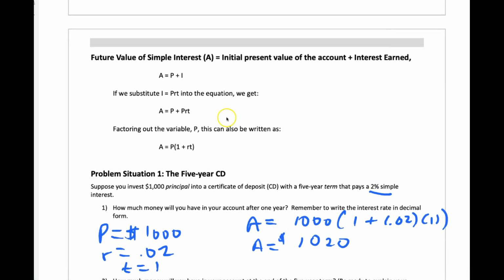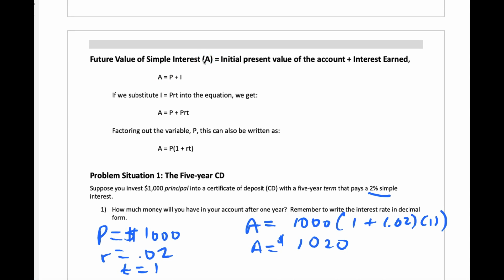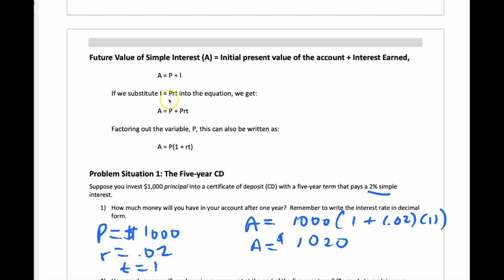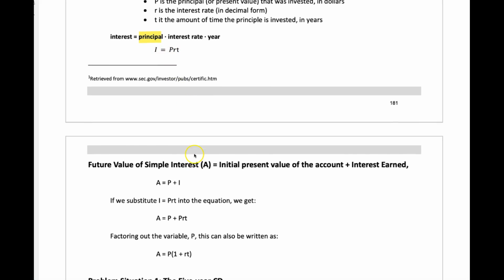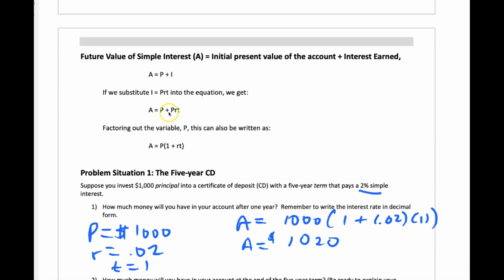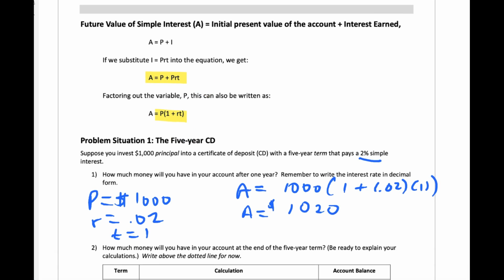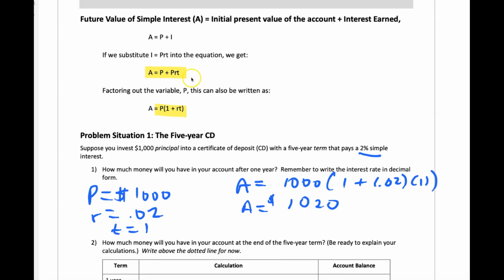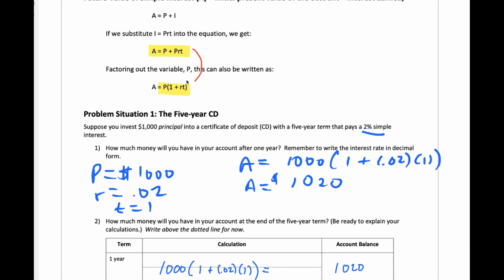And so you see multiple equations here for future value of simple interest. Your future value, which we call A, which is the variable for future value, is your principal plus your interest. Now, if you substitute I, we have the interest as principal times rate times time. We end up with a new equation for your future value. Do a little algebra, you can see you end up with the second equation. So these two are equivalent equations. Whichever one's easier for you to use.